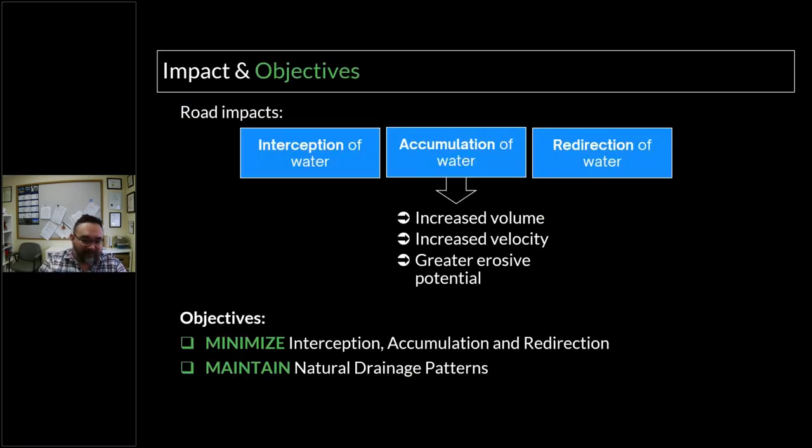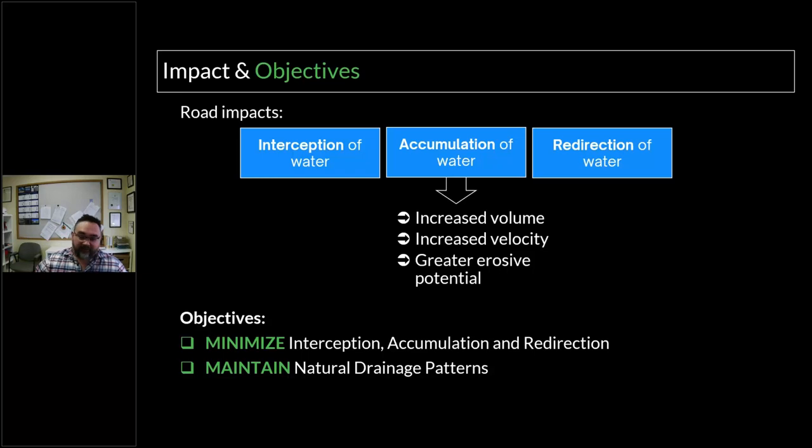Well, the things that we spoke about before: interception, accumulation, and redirection, very briefly. We know those things are going to happen with every road, and our job here is to minimize them, because when we do those things, we increase water volume, and that's depth, amount of flow, giving it more power. Also, more power comes from the velocity, so we're speeding that water up. And all of those things mean greater erosion potential.